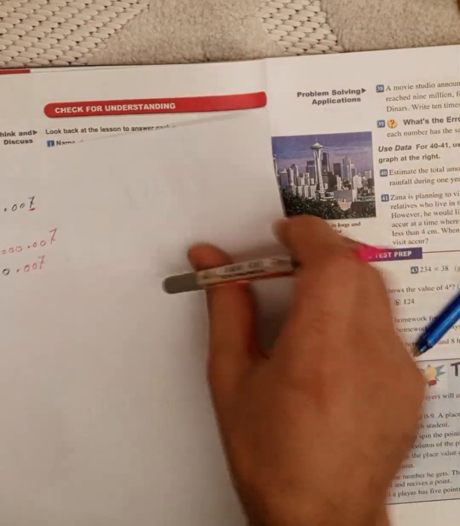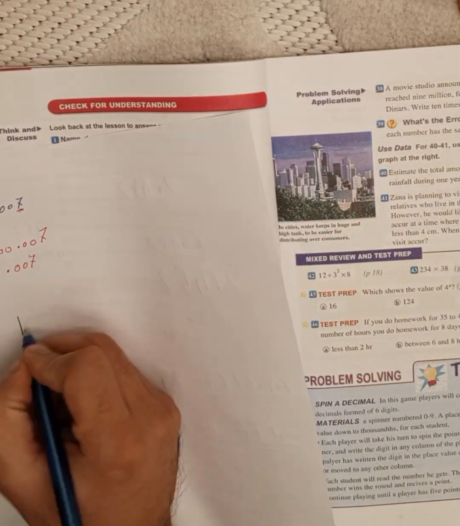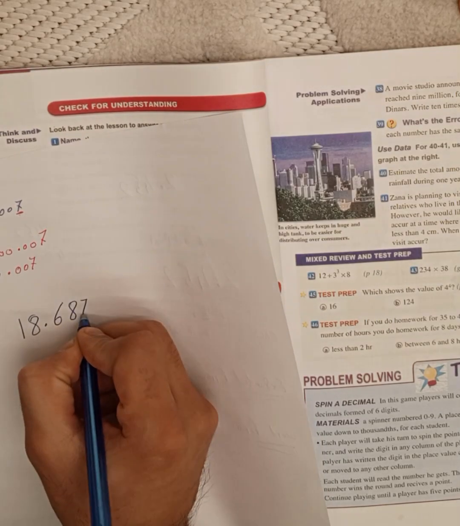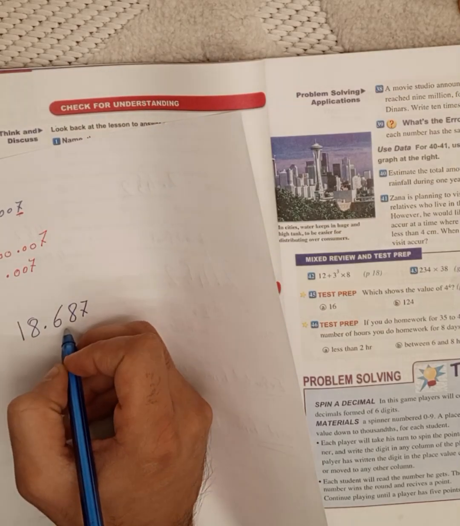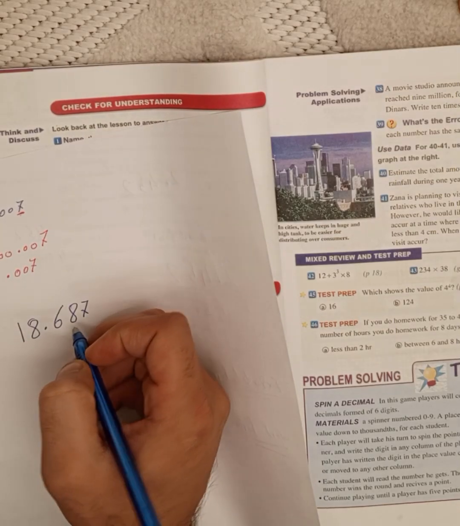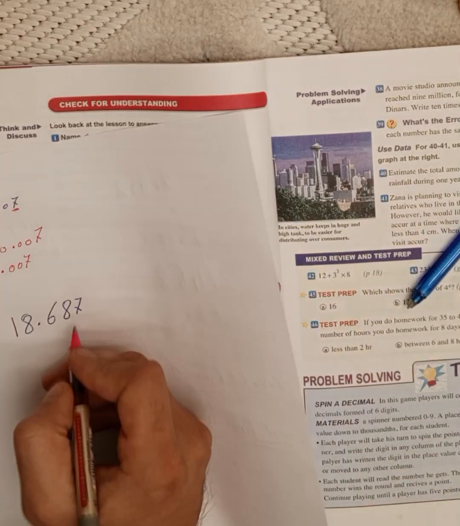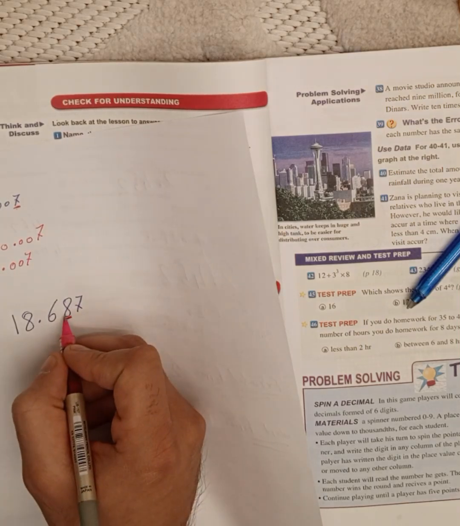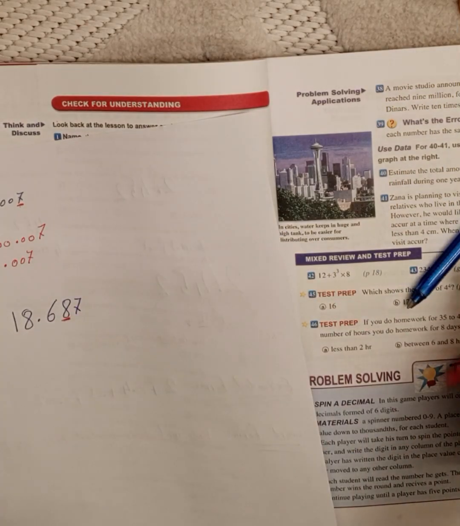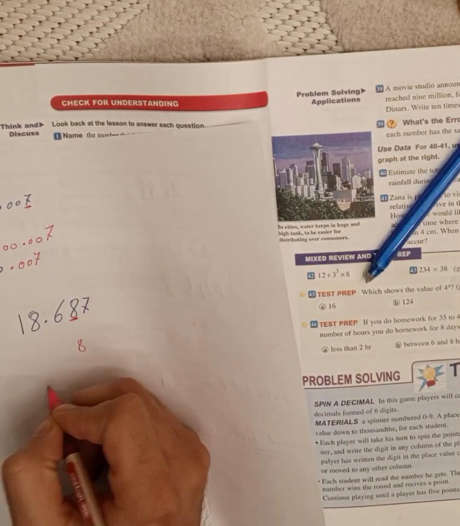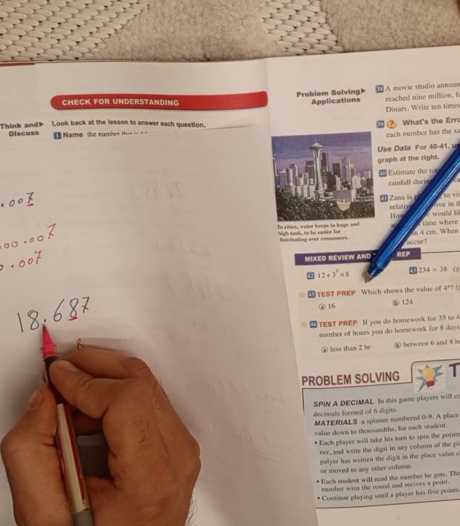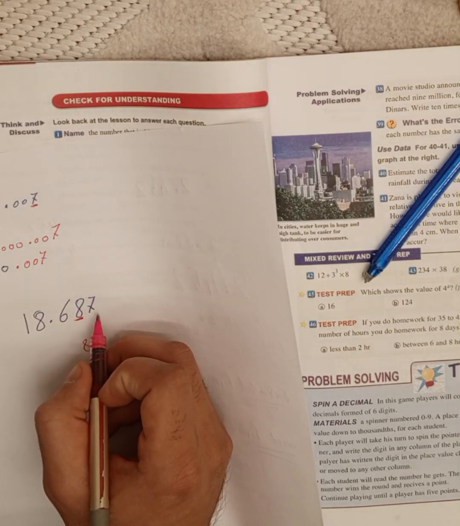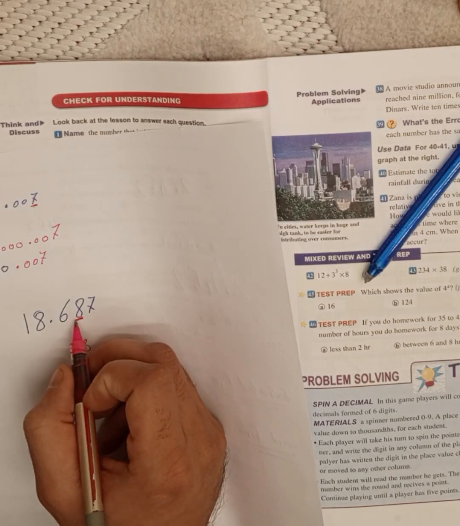So, for example, another one, let's say 18.687. 18 and 687 thousandths. If the question says write the value of the underlined digit, this one is the underlined digit, the 8. Write down 8. This one is the decimal number. Do not look at how many digits we have after this number.